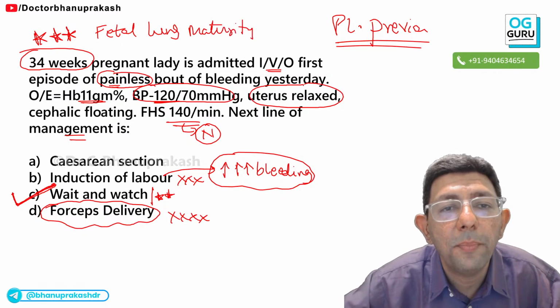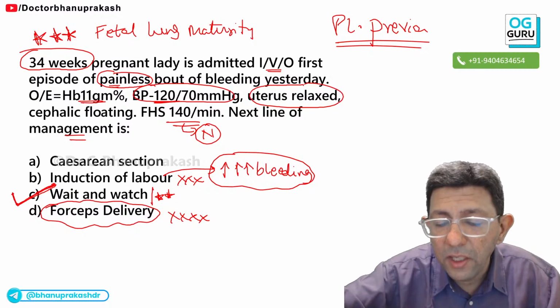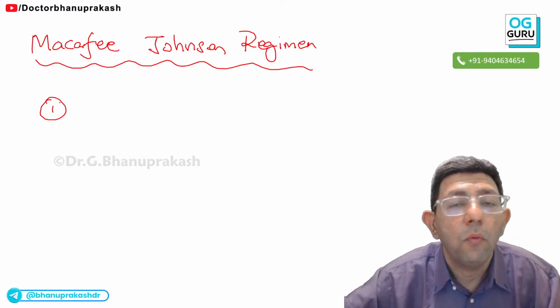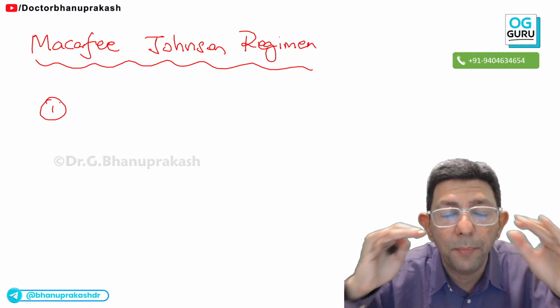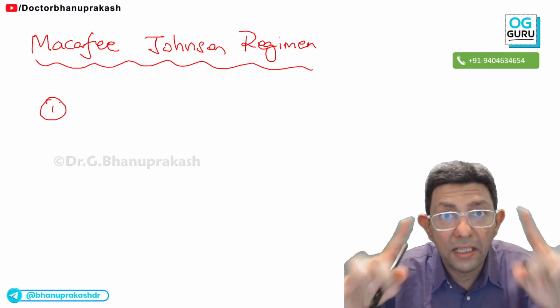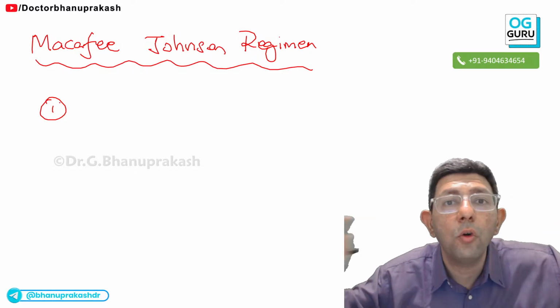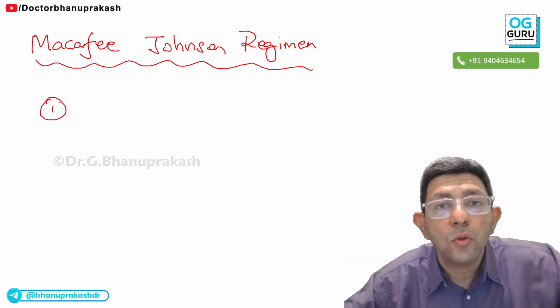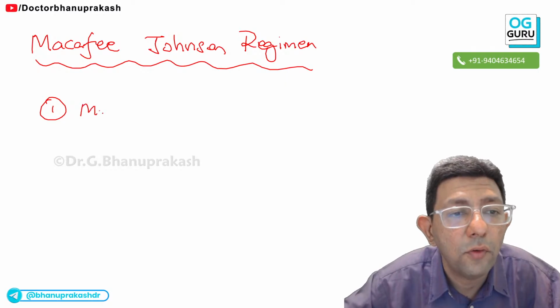And therefore, please understand this. When I want to wait and watch, three conditions should be satisfied. What do I do in wait and watch? I admit the patient, give her steroids, give her tocolytics. So I can give tocolytics, and then don't go to the room and sleep. Closely observe the patient for any further bouts of bleeding. So when I want to wait and watch, all of you look on the board.